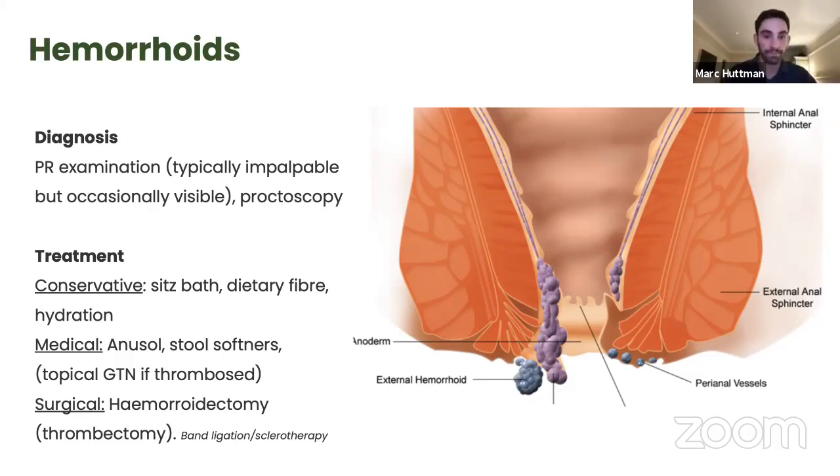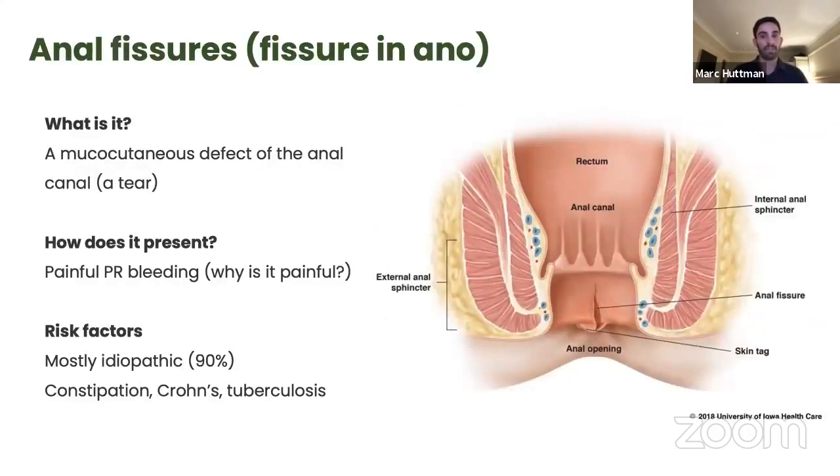A thrombectomy is when you have a thrombus, i.e. a thrombosed hemorrhoid, and there's a blood clot in there. What you can do is make a small incision, a couple of millimeters, within the hemorrhoid, and then use some tweezers and pull out the clot. And that will often relieve the symptoms, because then you'll get blood flow again. Cool. That is hemorrhoids in a nutshell.